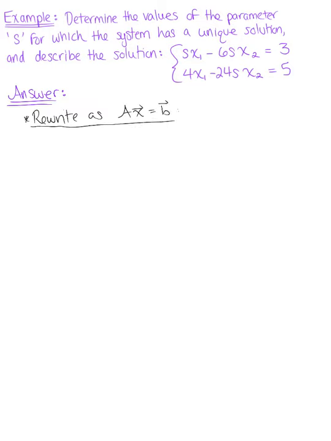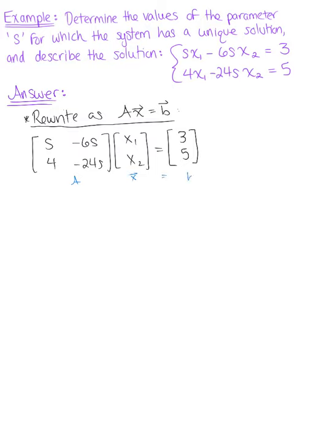So looking at our given system here, we have a 2 by 2 matrix with rows S, 4 and minus 6S, negative 24S, and this is multiplied by a vector in R2, so x sub 1, x sub 2, which is all equal to the constant vector 3, 5. So we can see we have our matrix A multiplied by vector X equaling vector B.